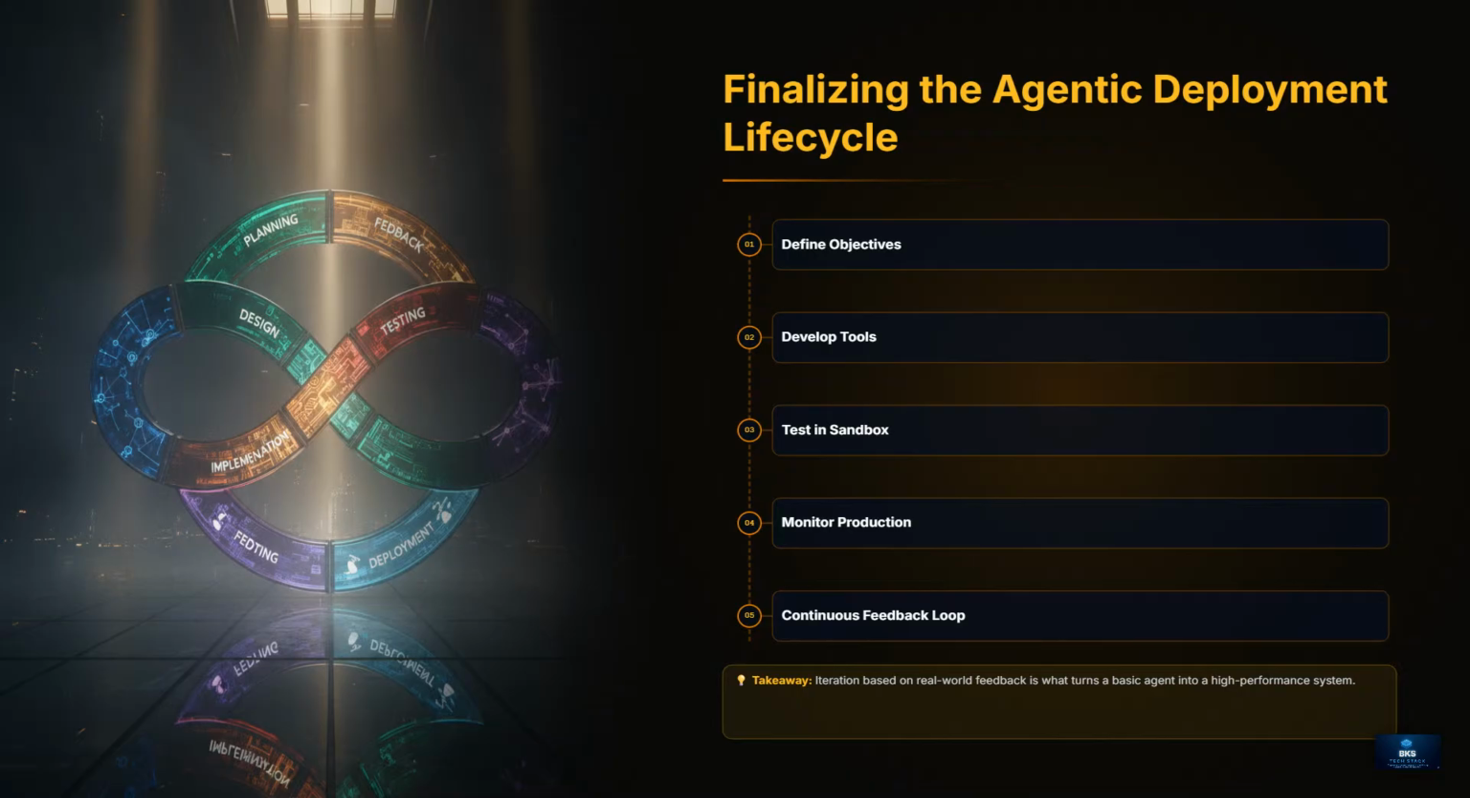To wrap up, remember that deploying an agent is a cycle, not a one-time launch. You define objectives, build your tools, and test them thoroughly in a sandbox. Once in production, you monitor the logs and feed that data back into the system to improve it. It is all about continuous evolution.